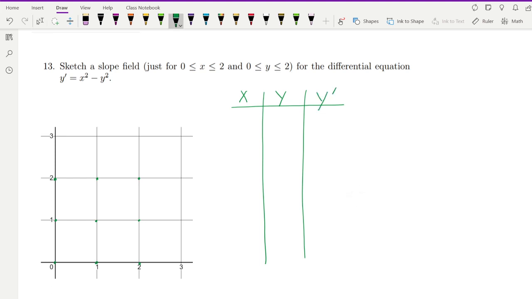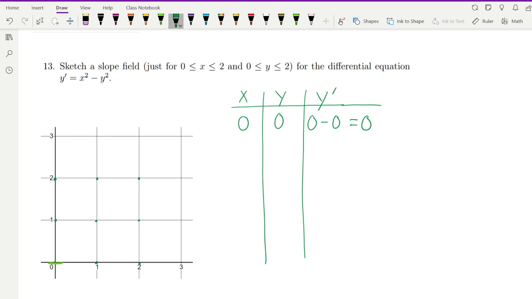So let's start with the origin. When x and y are both 0, according to this differential equation, y prime should be 0 minus 0, which is 0. And so what does that tell us? That means that if you have a solution curve that goes through (0, 0), it should have a slope of 0 at that point. And so it would be flattening out, right? It would have a horizontal tangent line at that point.